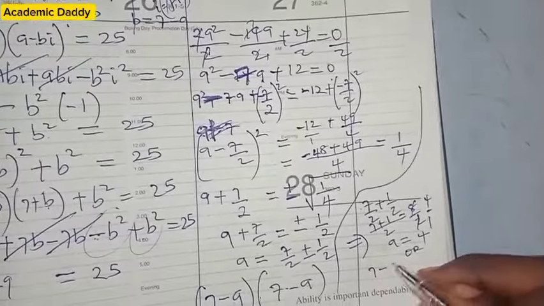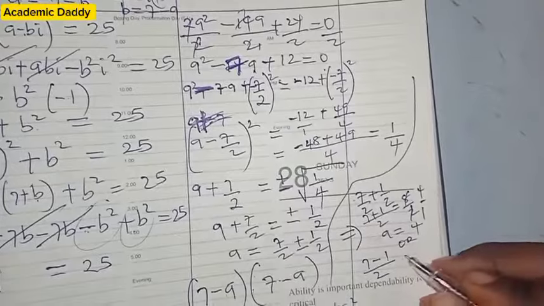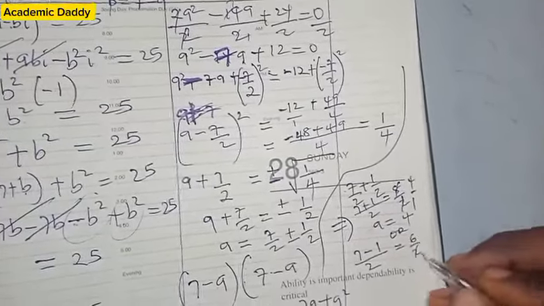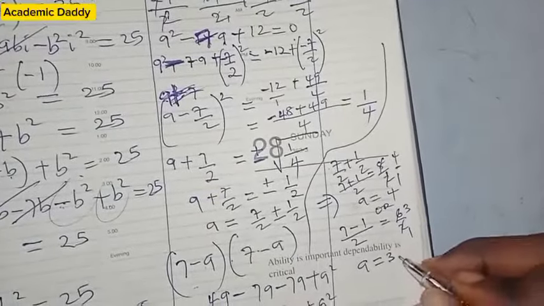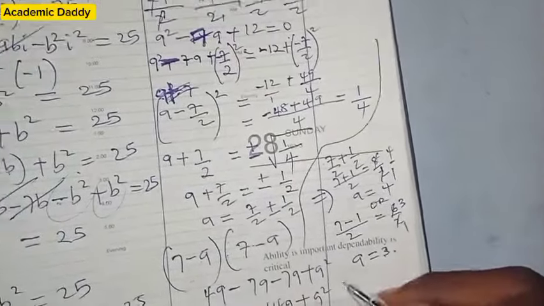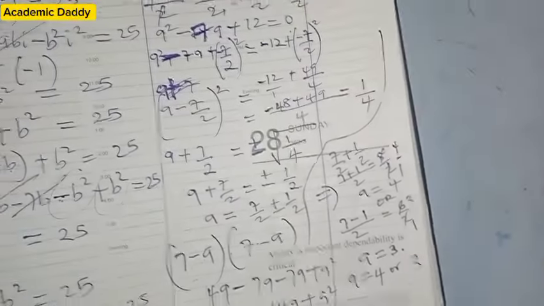7 minus 1 all over 2, which is 6 over 2. So a is equals to 3, or that means a is equals to 4 or 3. That is what you must know.